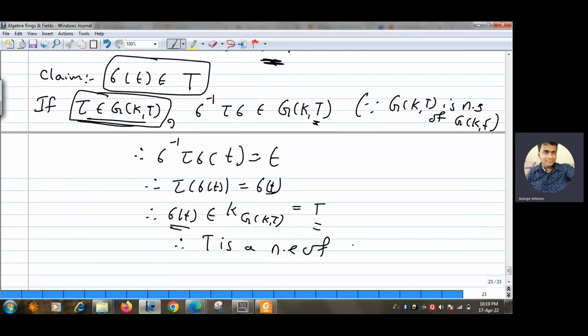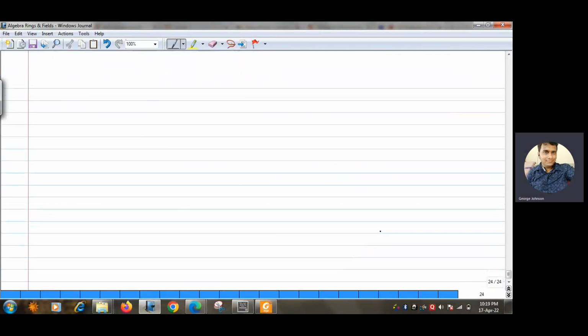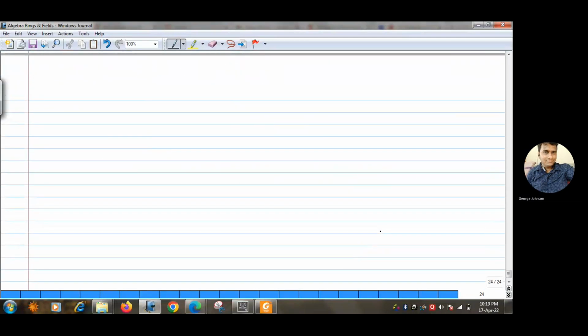Normal extension of F, and hence we are done with this statement that T is a normal extension of F if and only if GKT is a normal extension of GK. Okay, now let us go to the last statement of the fundamental theorem of Galois theory.